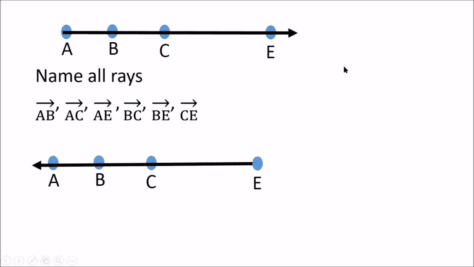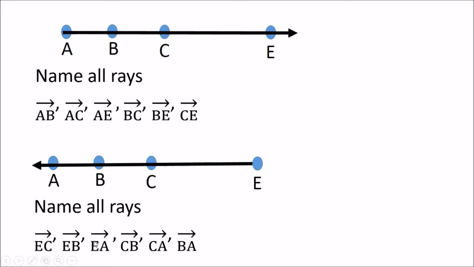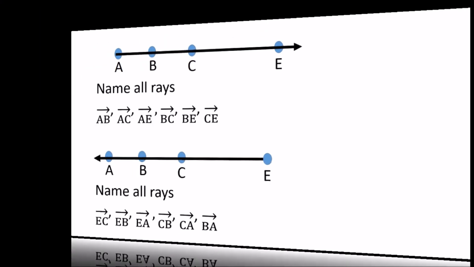So if the other figure is the given, which is still a ray because it has one endpoint and extends in only one direction going to the left. So here we start from its endpoint. So name all rays. So we have ray EC, even if written this way, the symbol above is still correct. Ray EC, ray EB, ray EA. Then ray CB, ray CA. And the last is ray BA. These are the segments and the rays.